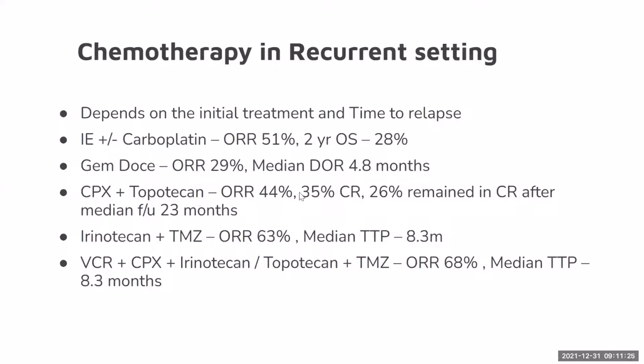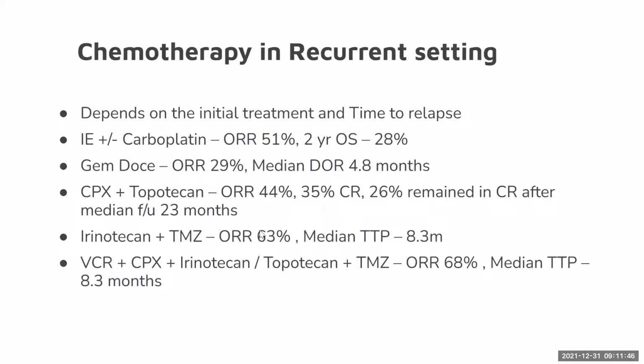Cyclophosphamide and topotecan is an interesting regimen with an overall response of around 44%. 1/3 of the patients went into CR and remained in CR even after 2 years. Irinotecan and temozolomide has an increased overall response rate, but the duration of response was not long lasting.